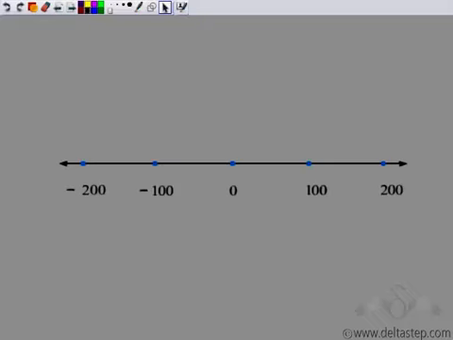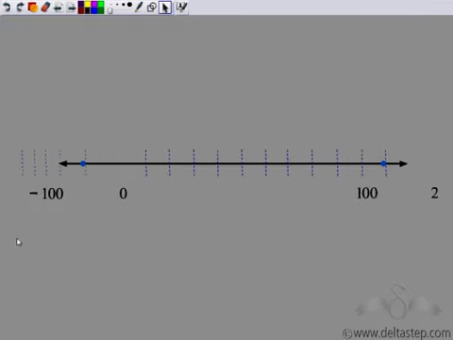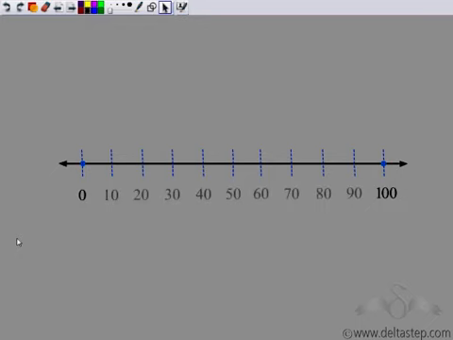We have a number line here. So can you find a number between 0 and 100? Well, of course we can. If I divide this 100 into 10 equal parts, I get tens, which is 10, 20, 30, 40, and so on till 90. Now, can you find a number between any two consecutive tens?